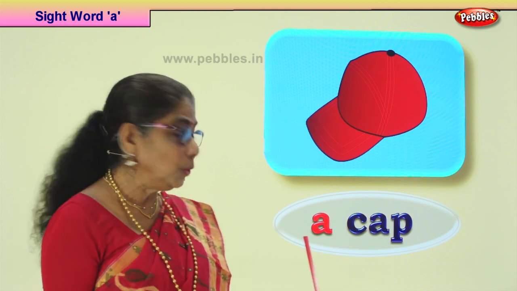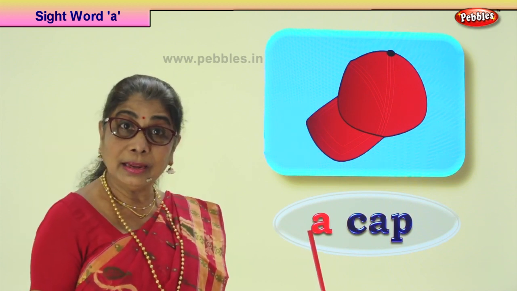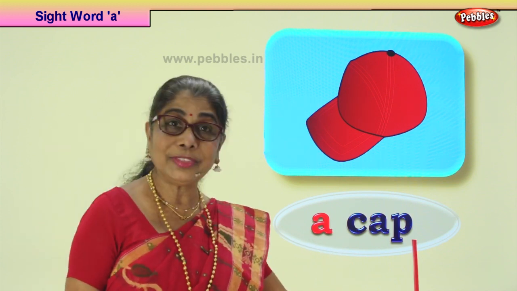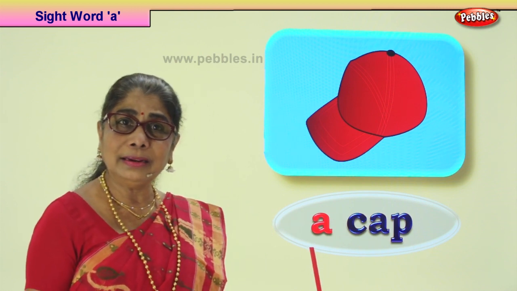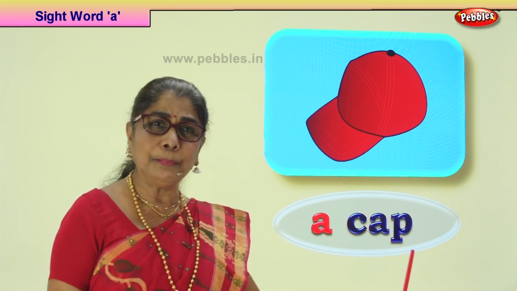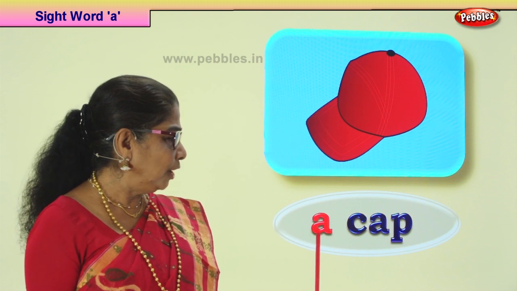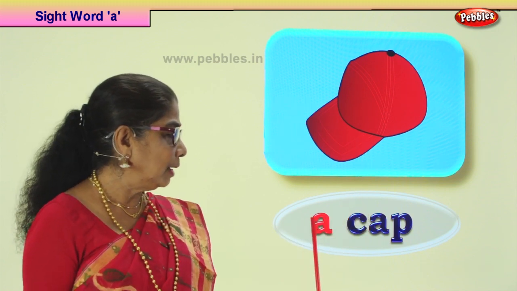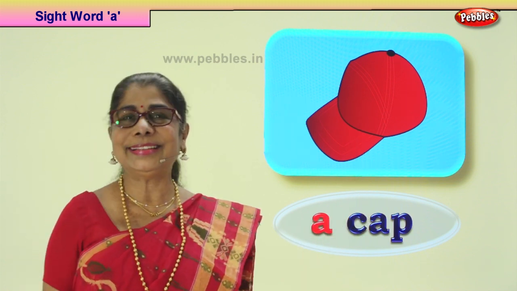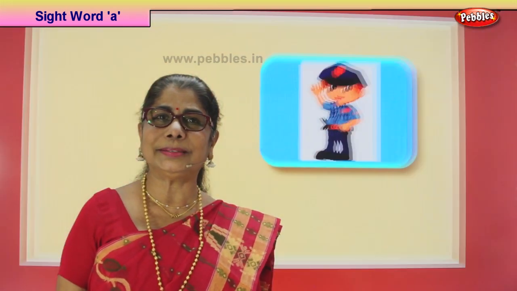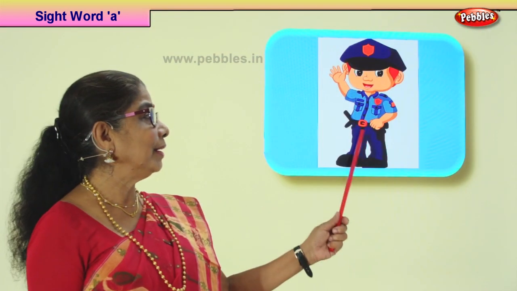Good. Look at the sight word a and read a cap. Very good. Read again. A cap. Very good. You are improving. You are doing well in your reading. Cap. A cap. Good. Shall we take our next picture? Look what we have here.